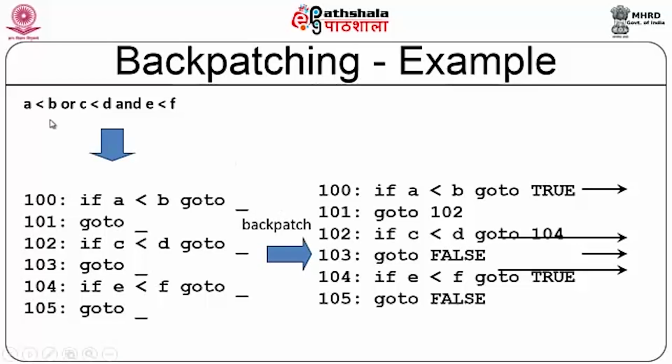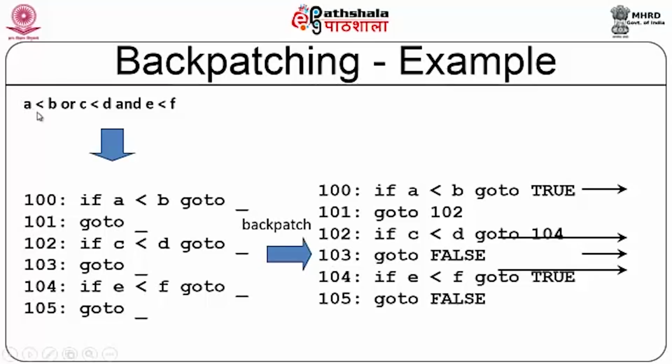Supposing I have this: A less than B or C less than D and E less than F. We know the code corresponding to this. Now, I am not going to generate labels here, I am going to simply say a dash, meaning that I do not know. Okay. Now, what do we know? If A less than B is true, then the complete expression is true. Okay. So, I simply say here go to universal true, or go to the expression's true.